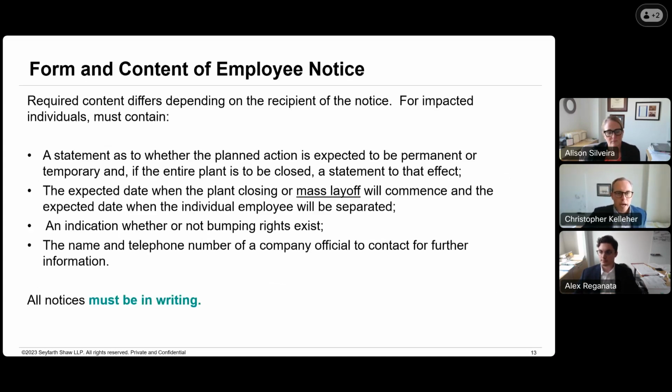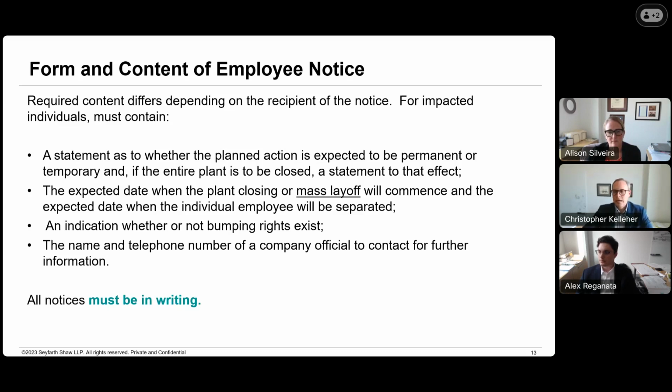The form and content of the employee notice. So notice will differ depending on who you're sending it to. For purposes of the impacted employees, it must contain a statement as to whether the planned action is expected to be permanent or temporary, and if the entire plant is going to be closed, a statement to that effect. The expected date when the plant closing or mass layoff will commence, and the expected date when the individual employee will be separated. An indication whether or not bumping rights exist, and the name and telephone number of a company official to contact for further information.